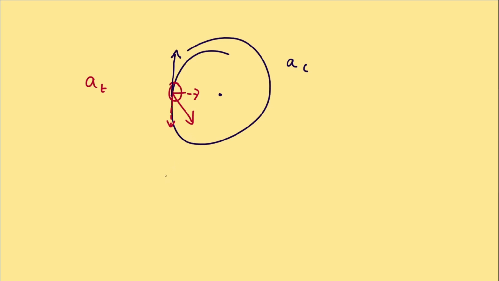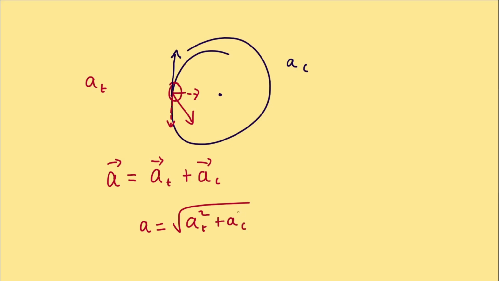Now, because of how vector math and Pythagoras works, we can find this vector magnitude with this formula. So we'll label this as A is equal to A_T plus A_C as vectors. Since they're vectors and they work differently to normal arithmetic, the formula is Pythagoras: A equals the square root of A_T squared plus A_C squared. That's the conceptual idea behind non-uniform circular motion.